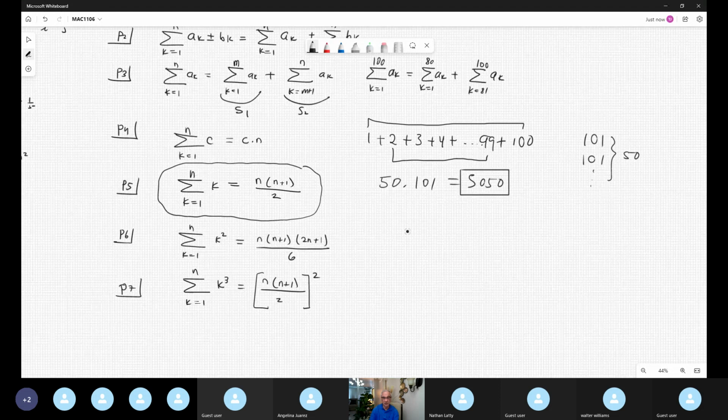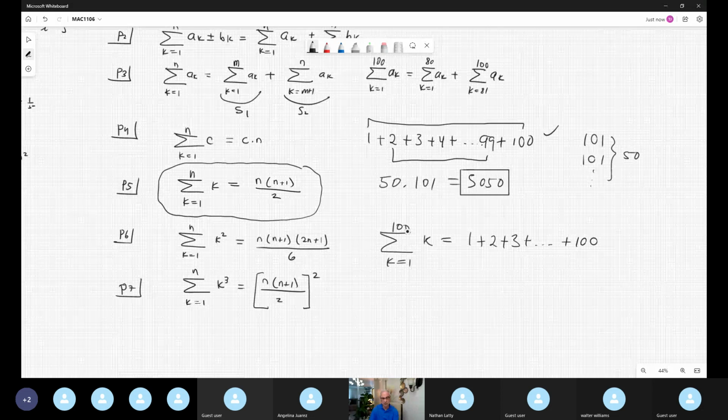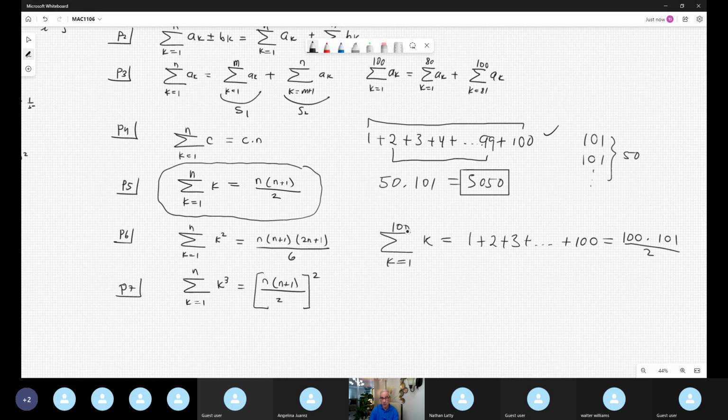Okay, this is the idea behind this formula. Look, suppose I add the first natural numbers, the summation of k from 1 to 100. So in this case, n is 100. You expand this as 1 plus 2 plus 3 plus, and the last one is 100, exactly the same as this example. And you use the formula, not doing it by hand. The formula says n is 100, n plus 1 is 101, divided by 2. When you compare, 100 divided by 2 is 50, and 50 times 101, you get the same answer.